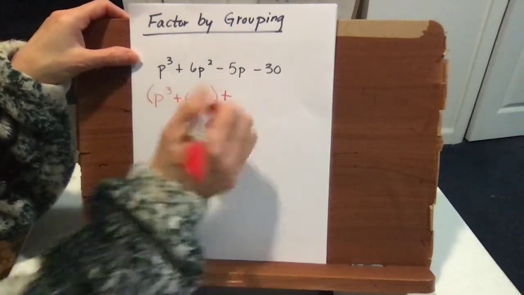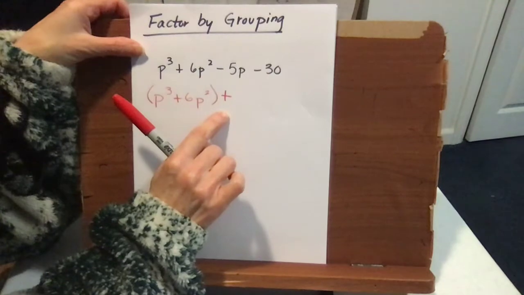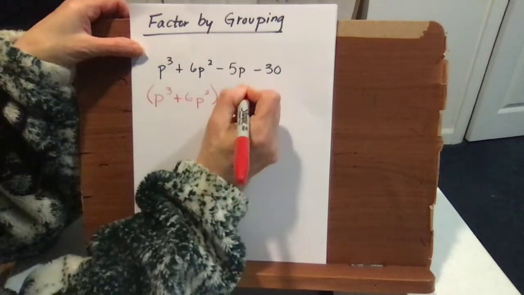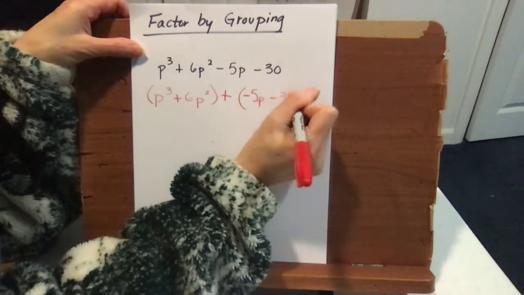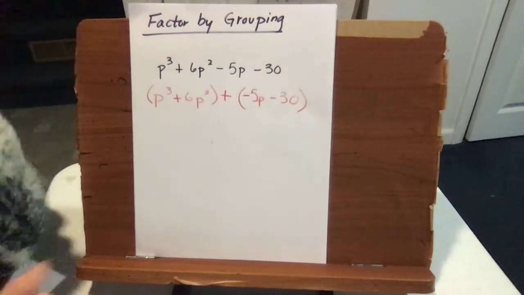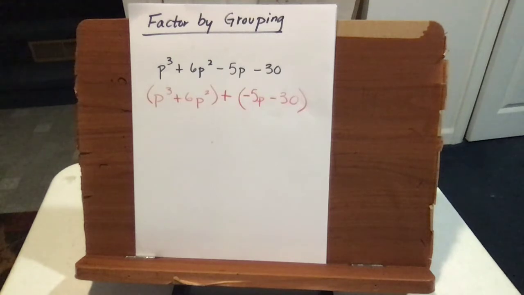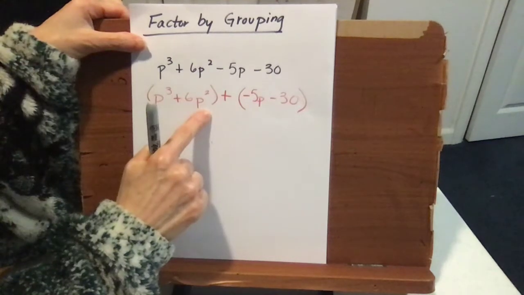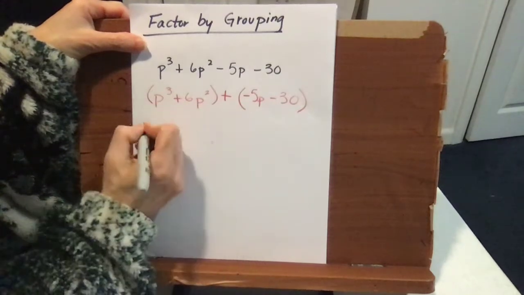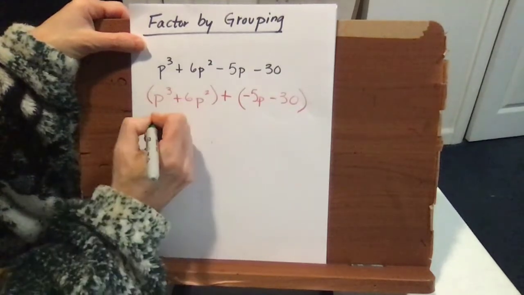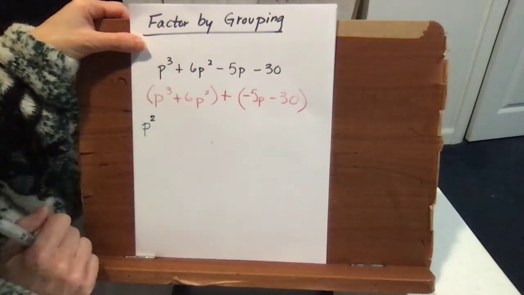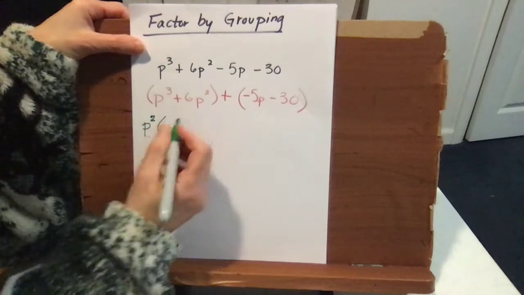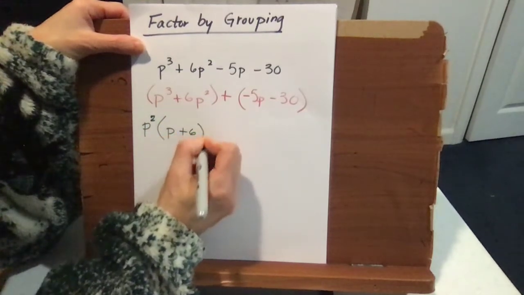Then we put a plus sign. No matter what sign is here, we're always going to put a plus. Then we put the second grouping, including the sign, of negative 5p minus 30 together. All right, from here, we're going to factor out of each of these quantities what the GCF is. So p cubed and p squared, we can factor out a p. The highest power in this grouping is 3, so the lowest is 2, so we're going to take p squared out. So that's going to leave us with p plus 6.